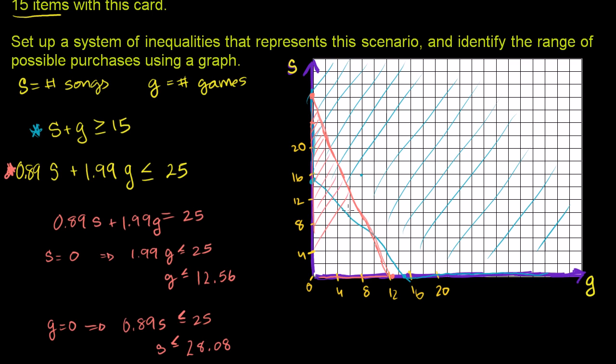Now, we want the region that satisfies both constraints. So it's going to be the overlap of the regions that satisfy each of the two. So the overlap is going to be this region right here, below the orange graph and above the blue graph, including both of them. So if he buys four games and 14 songs, that would work. Or if we bought 2 games and 16 songs, that would work. So you can kind of get the idea. Anything in that region, and he can only buy integer values, would satisfy both constraints.